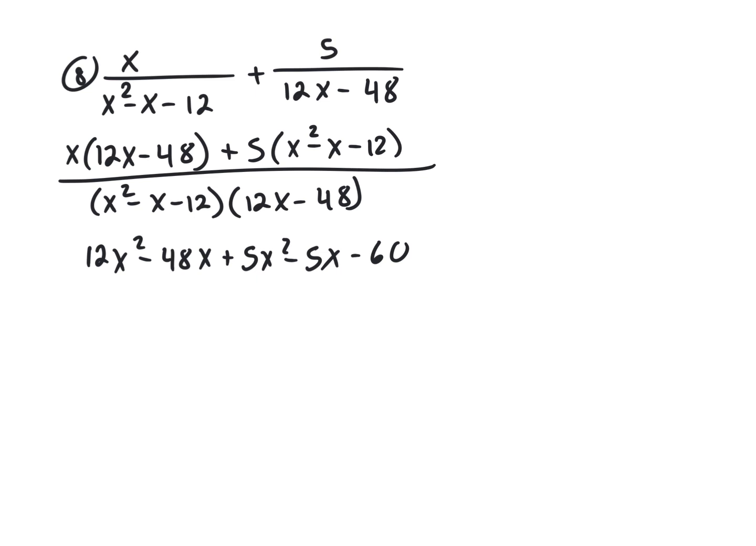Let's start with the squares. So 12x squared and 5x squared is going to be 17x squared. Now we have 48 and 5. So 48 and 5 is negative 53x. And then I'm left with negative 60 because there's no other term.